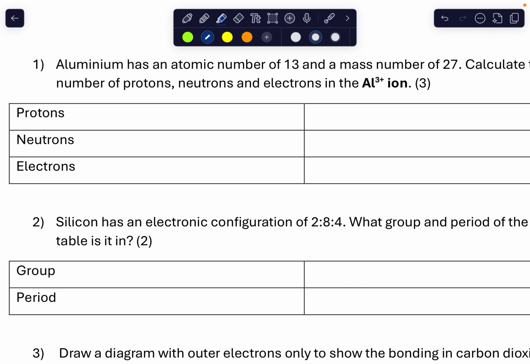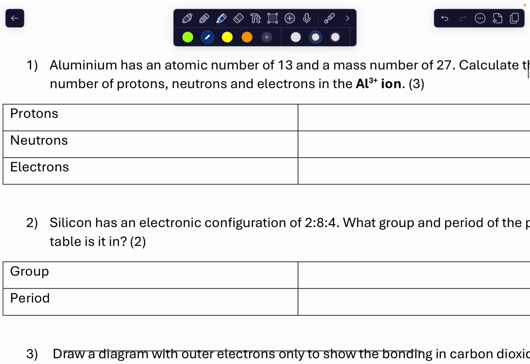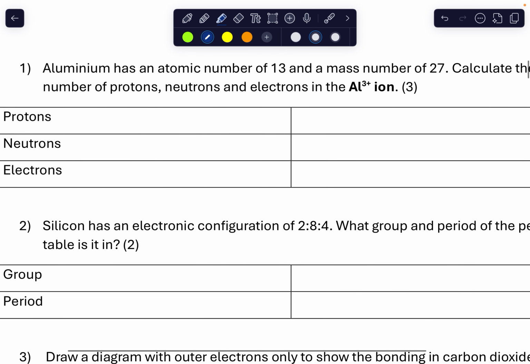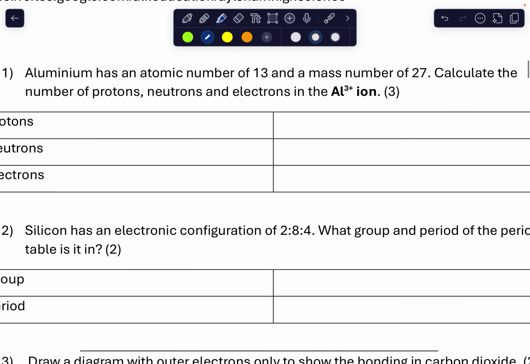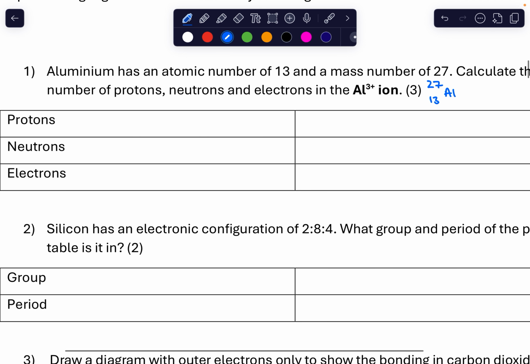So going through these questions, we're going to do one at a time and explain some of the knowledge behind each one to help you understand them. So here we're told we need to work out the number of protons, neutrons, electrons for an aluminium ion. If we remind ourselves, from the information that we have been given, the mass of aluminium is 27 and the atomic number is 13. So because the atomic number is 13, that means it has 13 protons.